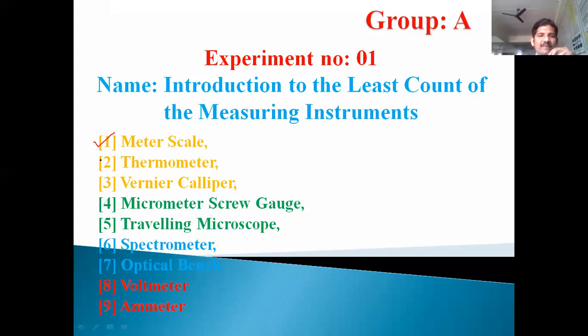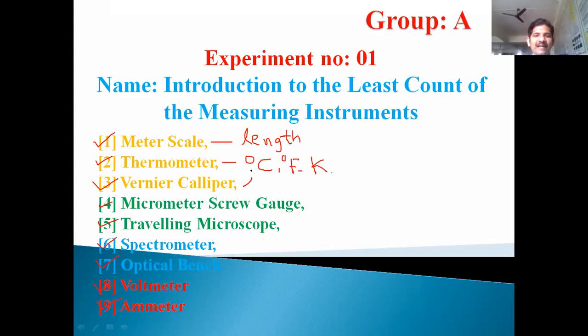scale, then thermometer, Vernier caliper, of course least count of meter scale, thermometer, Vernier caliper, micrometer screw gauge, traveling microscope, then spectrometer, optical bench, voltmeter and ammeter, etc. We know very well that meter scale is used for the length measurement. Thermometer is used for the measurement of temperature in degree Celsius, in degree Fahrenheit, and in degree Kelvin.